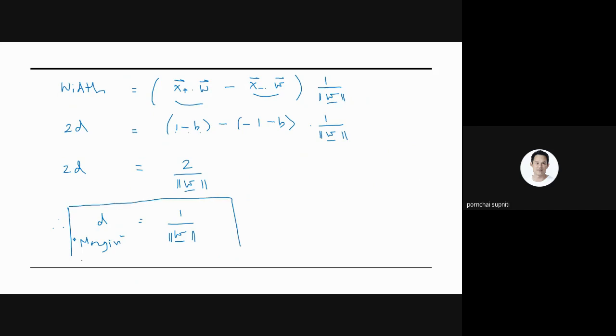If you look at many works that try to analyze this, sometimes they skip many parts in here. So this is a detailed way of proving.